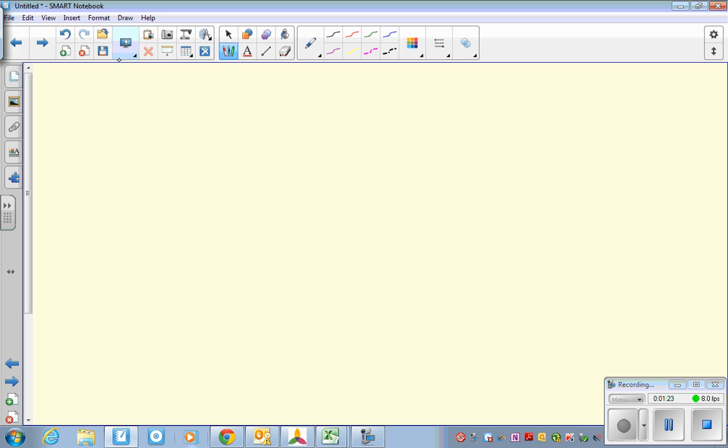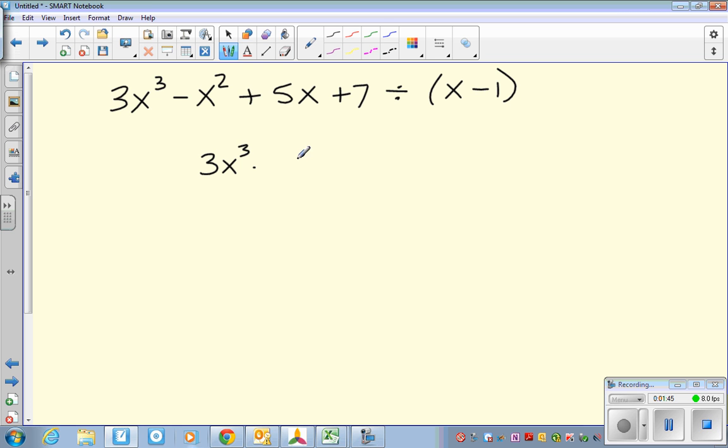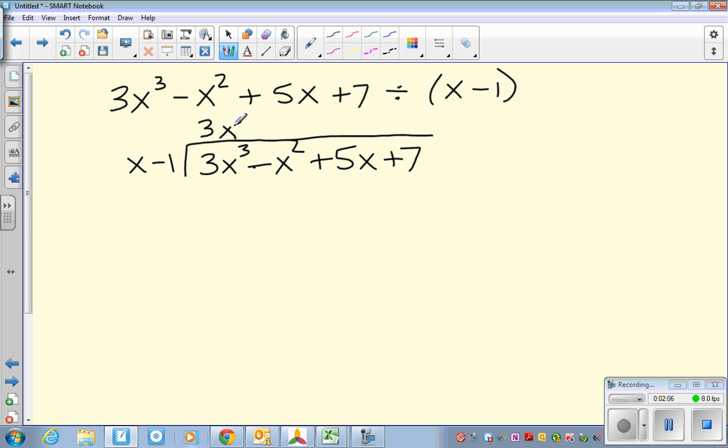If I wanted to do 3x cubed minus x squared plus 5x plus 7 divided by x minus 1, I could set this up just like the long division. Put the 3x cubed minus x squared plus 5x plus 7 inside that little square root looking thing, and put the x minus 1 on the outside. Then you would see how many times this goes into 3x cubed. Well, just paying attention to the x, that goes in 3x squared times, and you would multiply and get 3x cubed minus 3x squared.